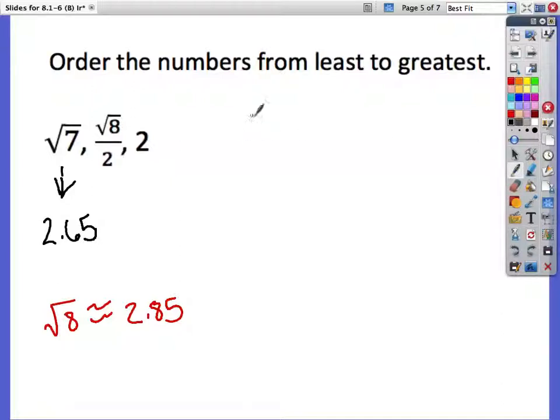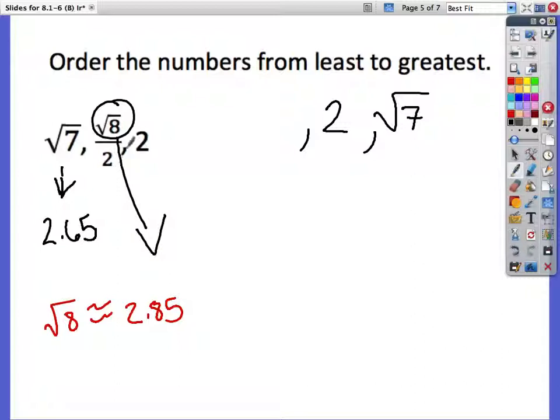So I know that the square root of 7, since it's approximately 2.65, is going to be the largest. I know that 2 is going to come next. It's going to be in the middle. And I know that 2.85, which is what this is approximately, divided by 2 is not even going to be 2. It's going to be 1 point something. So that's going to be the very first thing in our list because it says from least to greatest.